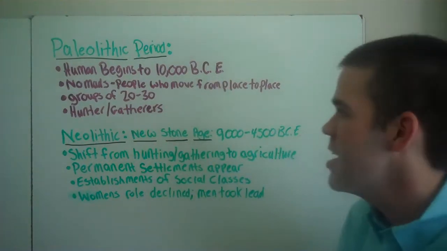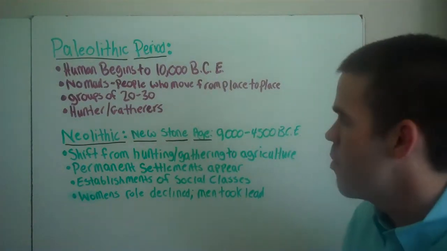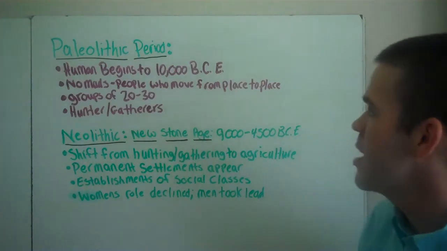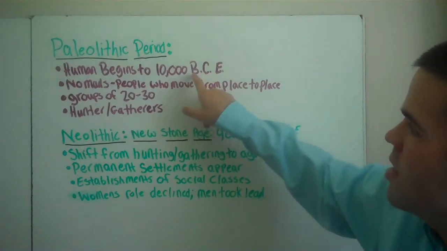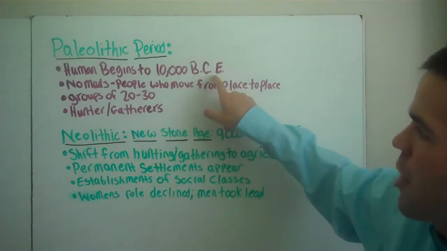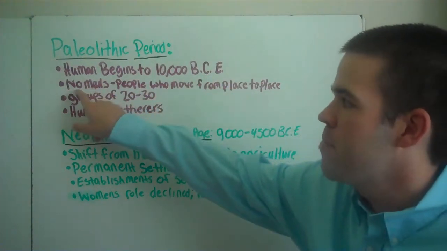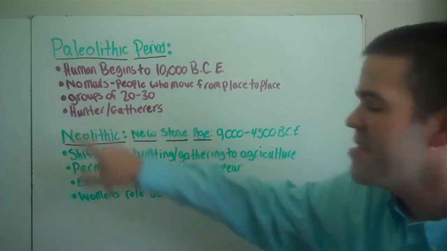Now, BCE and BC mean just about the same thing, but the only thing that you're going to change is instead of the C meaning Christ, the C means common. So before Common Era. Paleolithic period existed with nomads.